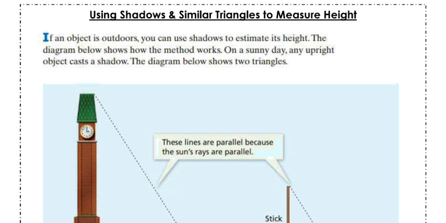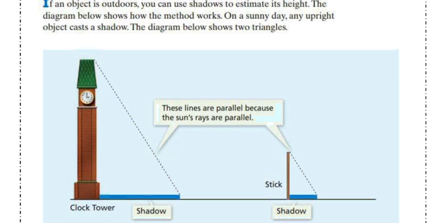If I start by reading that first paragraph, it says, when an object is outdoors, you can use shadows in order to estimate its height. The diagram below is going to show you a little bit about how this is going to work. On any sunny day, an upright object is going to cast a shadow. The diagram below shows two triangles. Here's what you need to pay attention to.